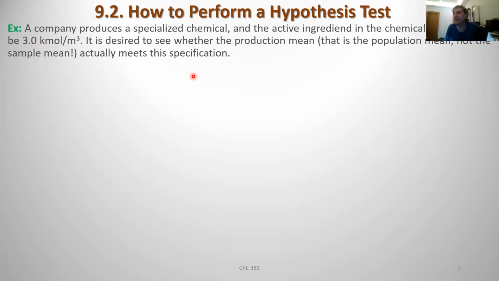However, let's say that there is an inspector from the state who suspects that the population mean of my product is not equal to this value suggested or proposed by the state laws. So in this case, how are we going to test whether the population mean of the active ingredient in my products is equal to this 3.0 or not?